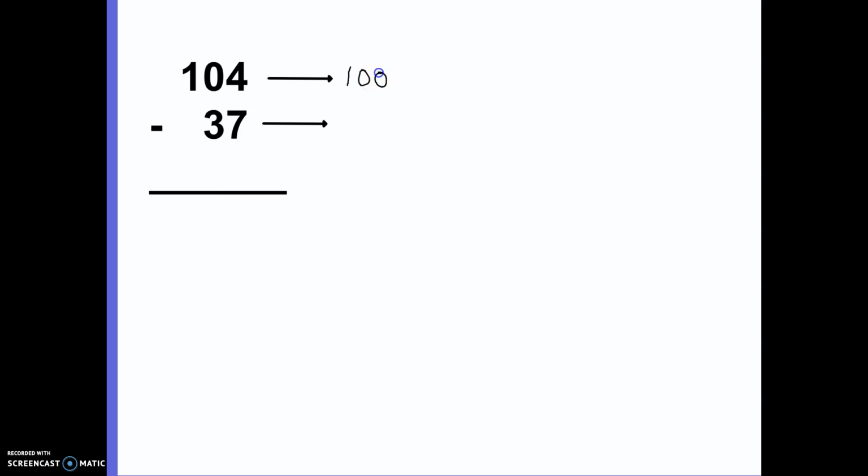100 plus 0, because I don't have any tens, plus 4, and then 30 plus 7, and my equals line. Remember, this is a subtraction problem, so I need to have my minus sign. So the first thing we need to do is look at our numbers. Can I take 7 from 4? No, I can't. Can I take 30 from 0? No, I can't. So that means that we need to trade.